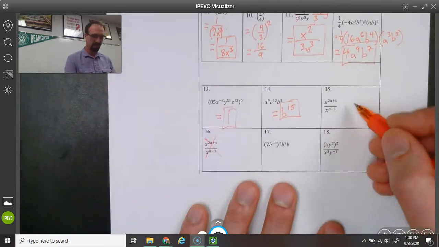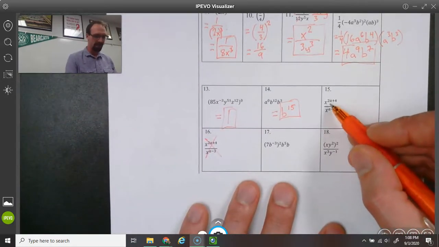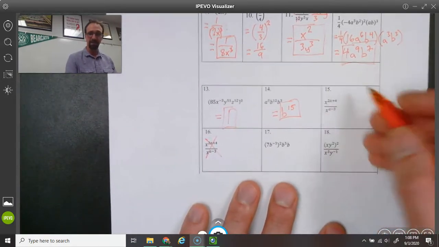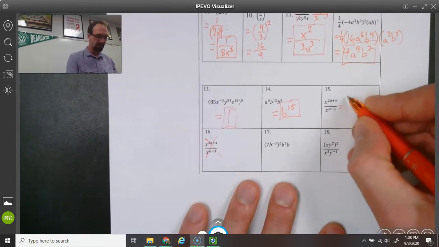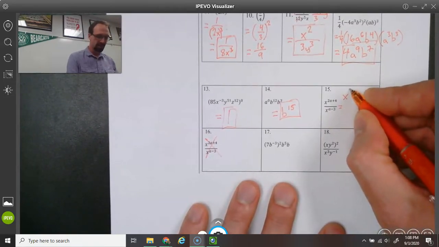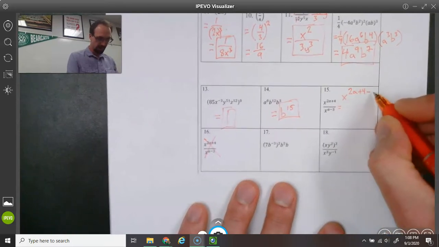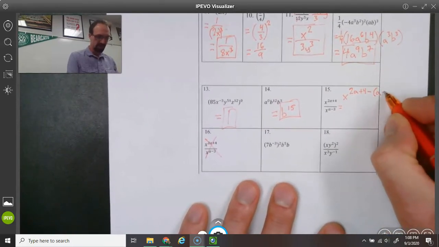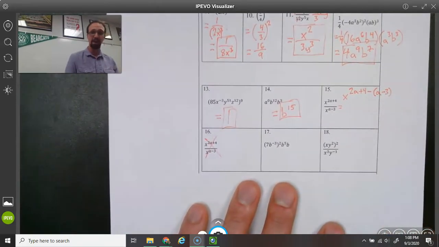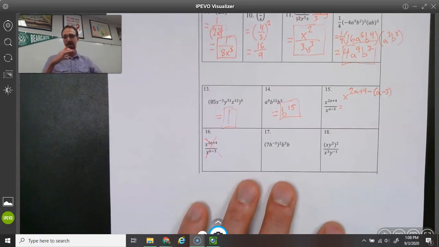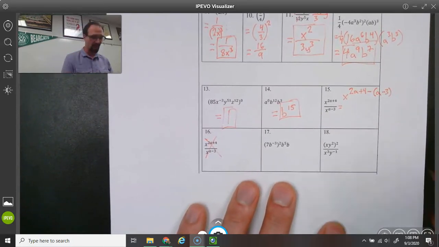15. So what we have is we have the same base. So if you have the same base, you can subtract the exponents. So this gives me x to the 2a plus 4 minus, in parentheses, a minus 3. Now since we're subtracting that, I did have to put the minus there. I did have to put the parentheses. Don't forget that. Common mistake.